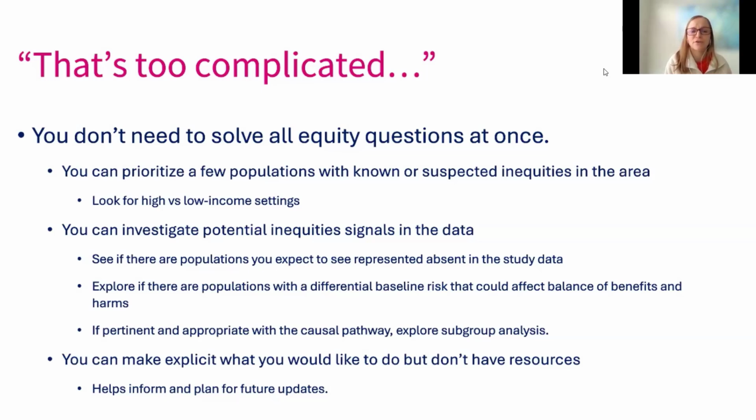And then you can look for any potential inequity signals in the data. So are there populations that you expect to see not included in your studies? Or is there a group that you would like to know about how this intervention works, but the studies aren't including them? Then you can also include that in your review. And then it's also always okay to say these are things that you would like to explore, but you can't do it now. And then it's flagged.